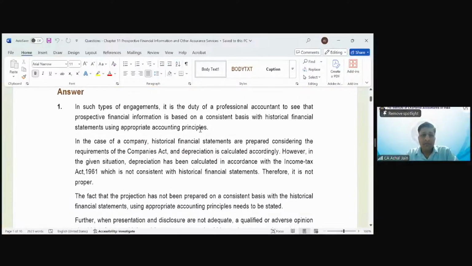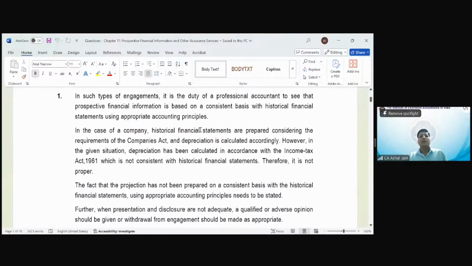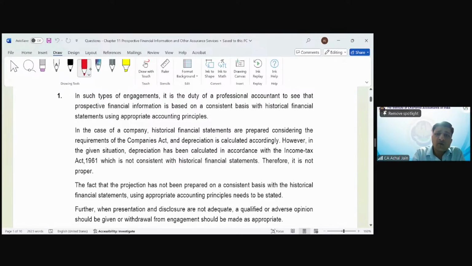So now, in this case, when you look at the historical financial statements, they are prepared considering the requirements of the Companies Act, and depreciation is calculated on that basis. However, in the given situation, depreciation has been calculated using the rates prescribed by income tax. So is it proper? Definitely the accounting principles should be aligned. How can you change the accounting principles?